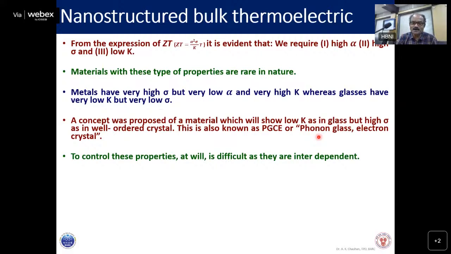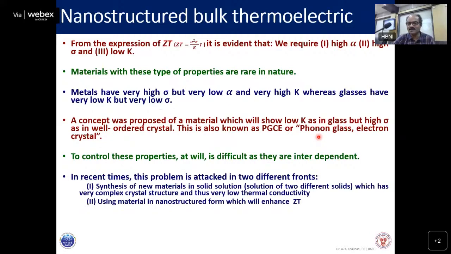To control these properties at will, whatever we want the property to be controlled in that way, it is very difficult, as I already said, because the two of these conductivities are interrelated. So this problem is tackled on two different fronts.